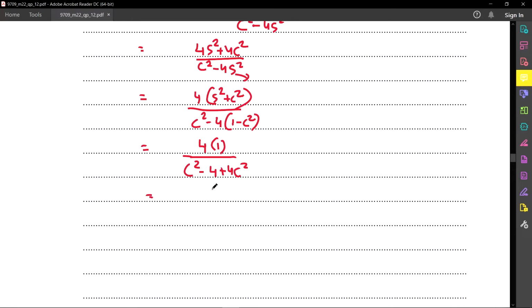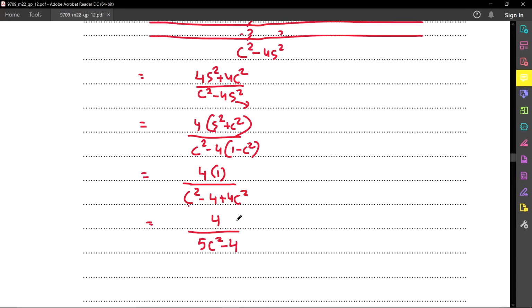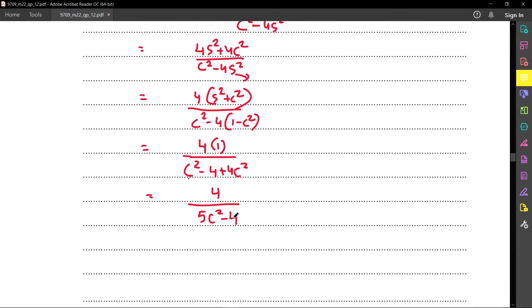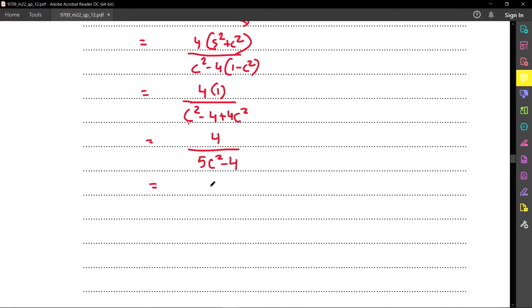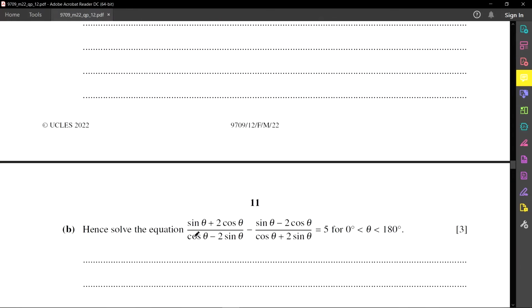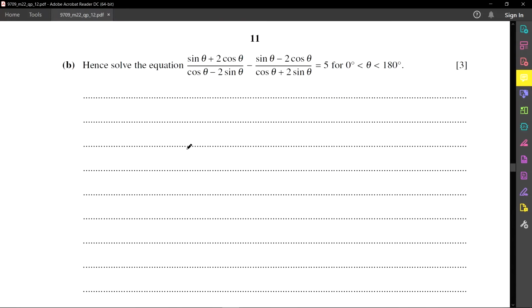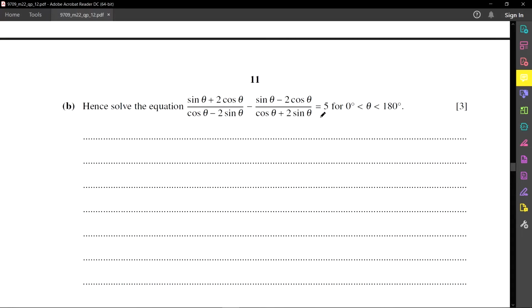4 into 1 is 4, divided by cos square plus 4 cos square is 5 cos square minus 4. And that is what is being asked. So 4 divided by 5 cos square theta minus 4. That's how you work out this question. Now, hence solve the equation equal to 5 for 0 less than theta less than 180.